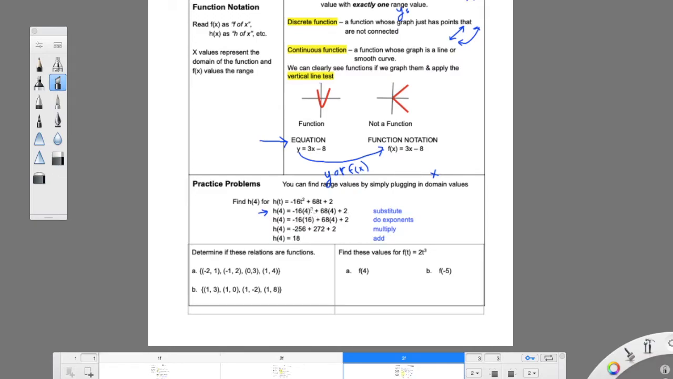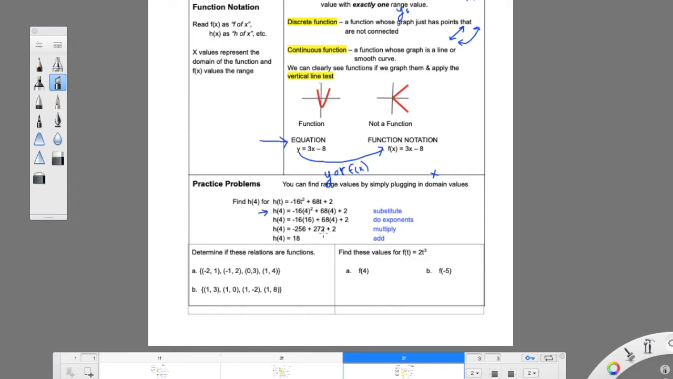Here's 4 squared, that's 16. And then the next step, they haven't simplified anything else. They just brought everything else down. So the next step, they actually start multiplying. Negative 16 times 16 gives us negative 256. 68 times 4 gives us 272. Started saying that backwards. And then plus 2 gets brought down.